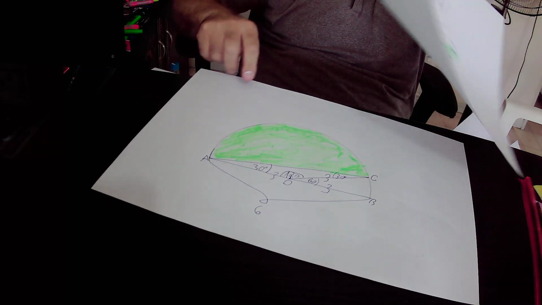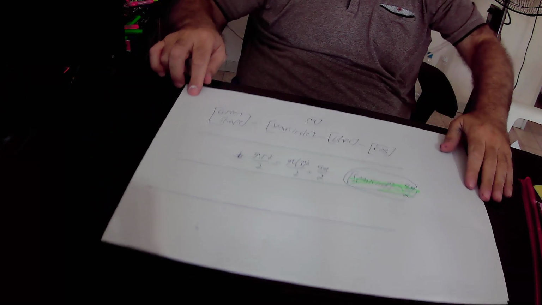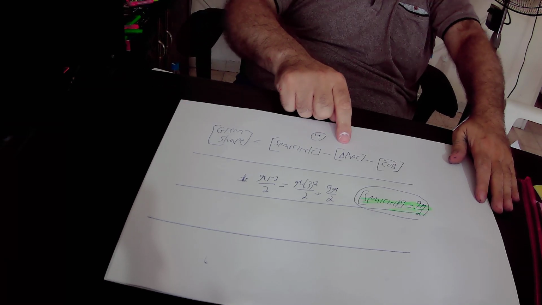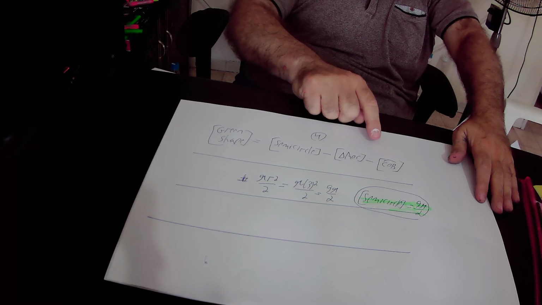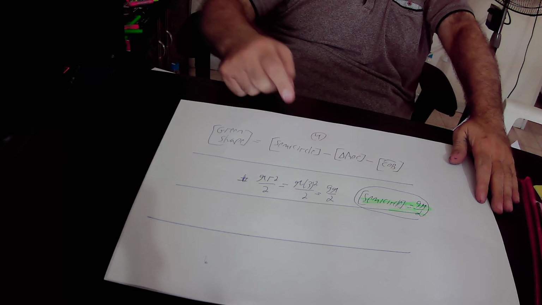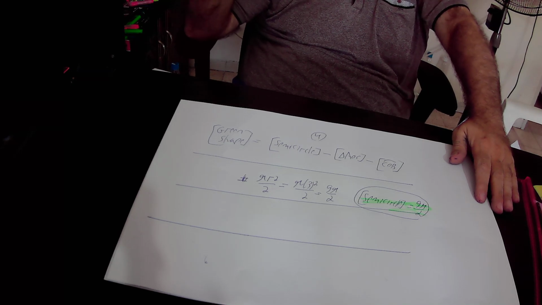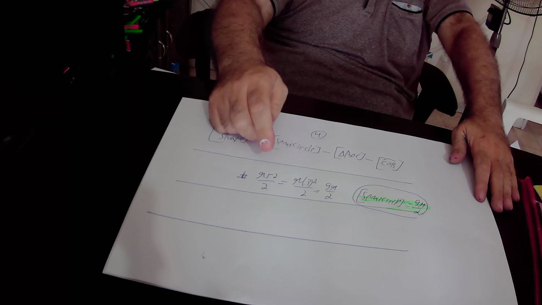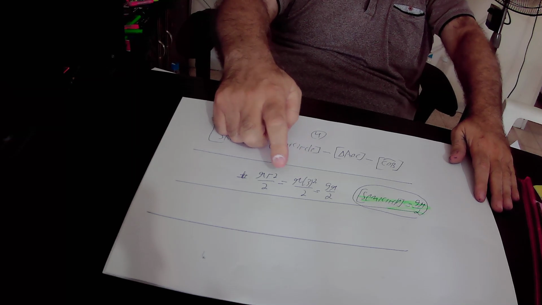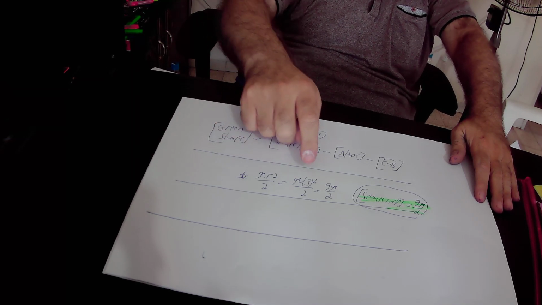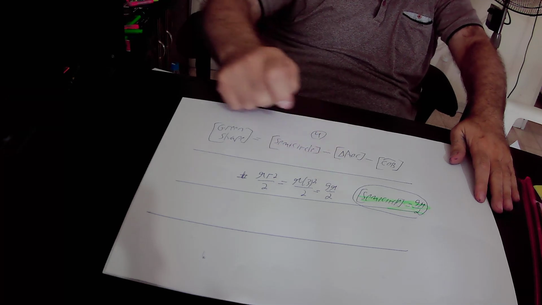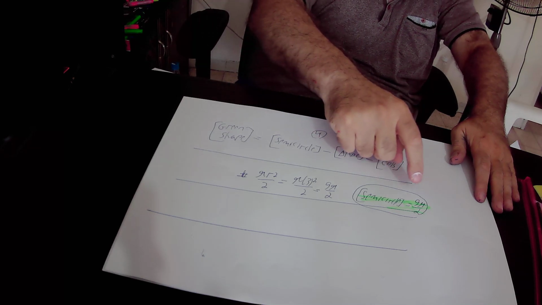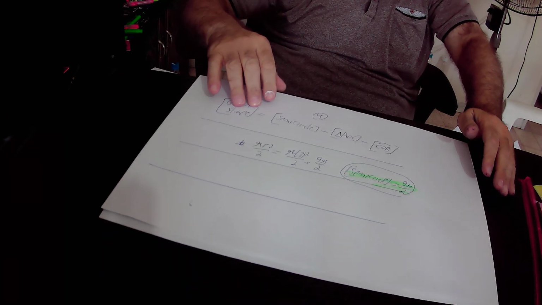I repeat again, according to the second method, the area of the green shape equals the area of the semicircle minus the area of triangle AOC minus the area of sector COB. What is the area of the semicircle? The area of any semicircle is the area of the circle over 2, that is, pi r squared over 2. R equals 3, so it is pi times 3 squared over 2. 3 squared is 9, so this expression in total equals 9 pi over 2. So we found out that the area of the semicircle equals 9 pi over 2 square units.